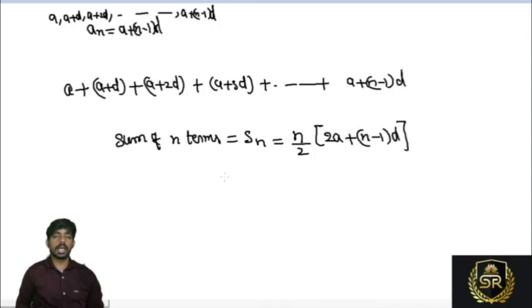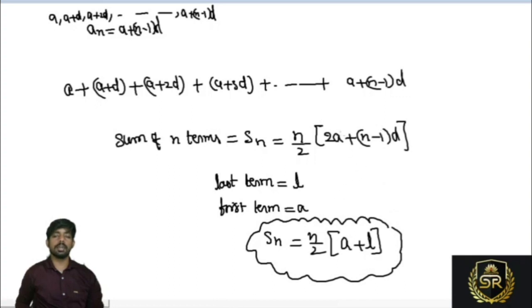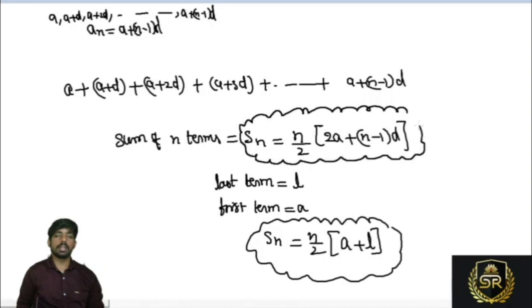If you know the last term, let us say l, and the first term is a, then this formula can be written again as Sn is equal to n by 2 into first term plus last term. When we know the first and last term, this is the formula of the sum of n terms. This is the sum of n terms when we have the n, a, and d values. This is the formula we needed to discuss.